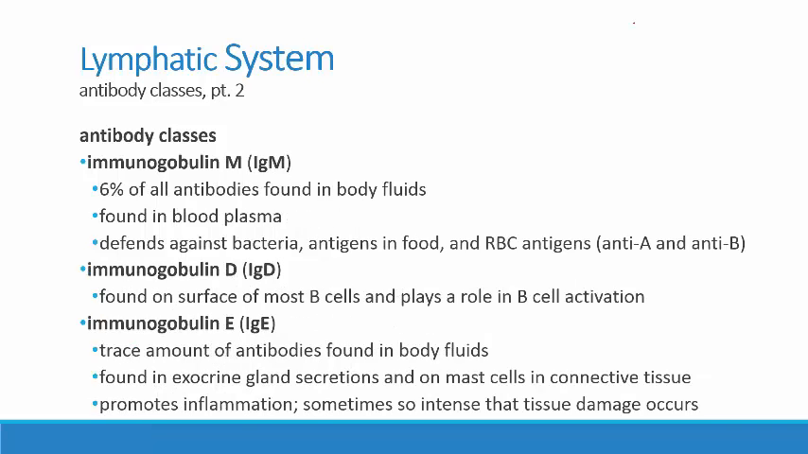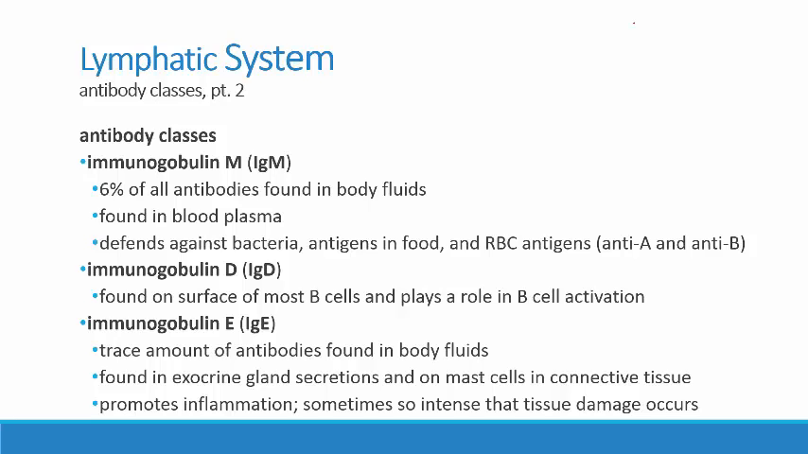Three more, IgM, the Mu. They make up about 6% of all antibodies found in body fluids. They are found in blood plasma, so they generally don't leave the blood. They defend against bacteria and antigens that may be found in food, and this is where we see the red blood cell antibodies, the anti-A and anti-B antibodies.